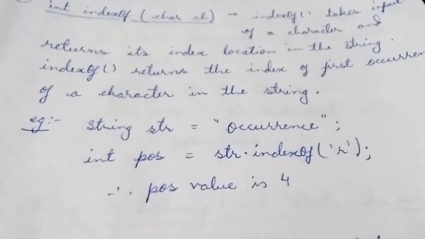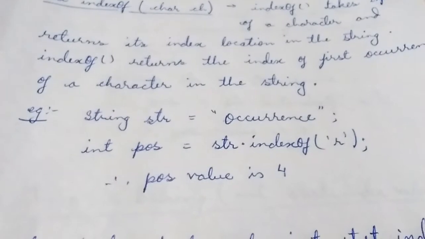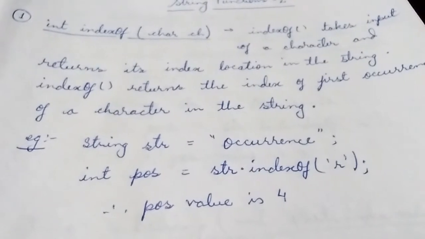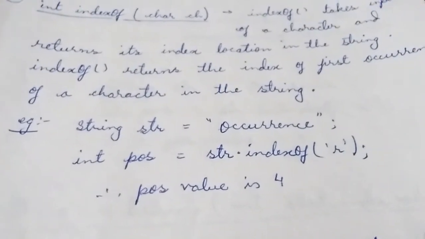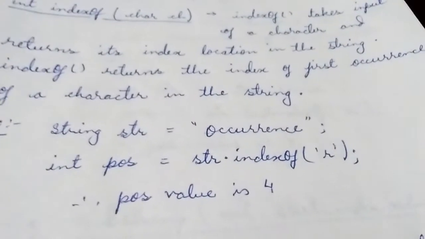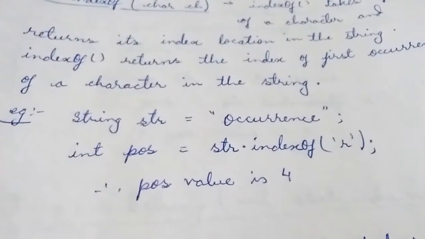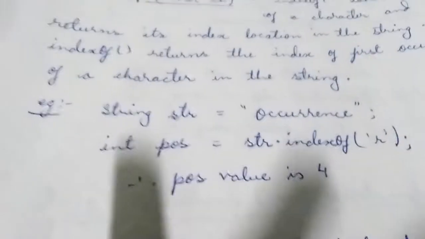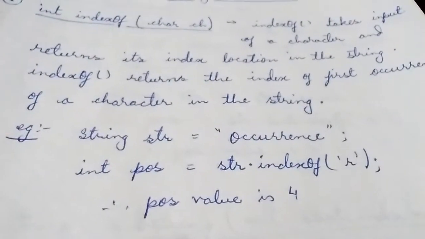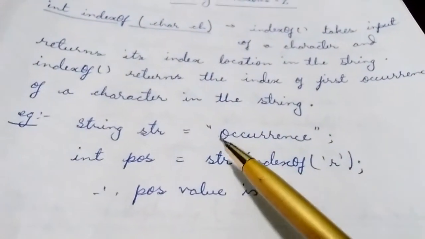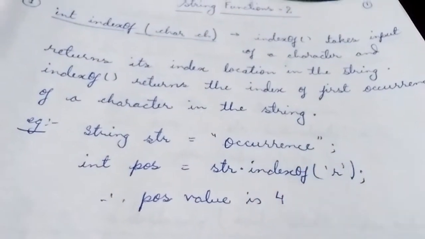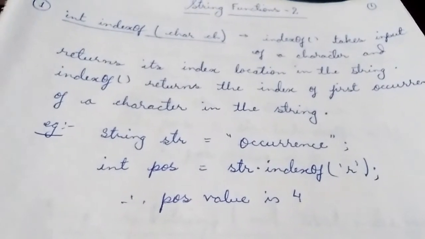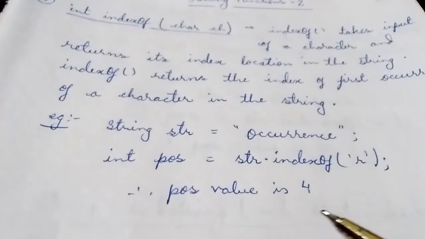Suppose in the string one character is occurring more than once. It will return the first occurrence of the character. Let us see this example. String str equals to occurrence. And if we write int pos equals to str.indexOf r, then we see that the r value is at the index location 4. We see here 0, 1, 2, 3, 4. There are 2 r where the first r is occurring at the index location 4. That's why pos will have the value of 4.